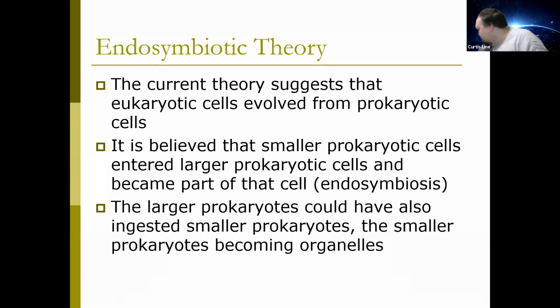And then if you want a little bit more explanation of the endosymbiotic theory, you can read about it on page 102. But as long as you just know the definition, the endosymbiotic theory states that eukaryotic cells evolved from prokaryotic cells. That's basically the definition. But if you're interested and you want to read more about it, it's in your book at the very end of chapter 4.